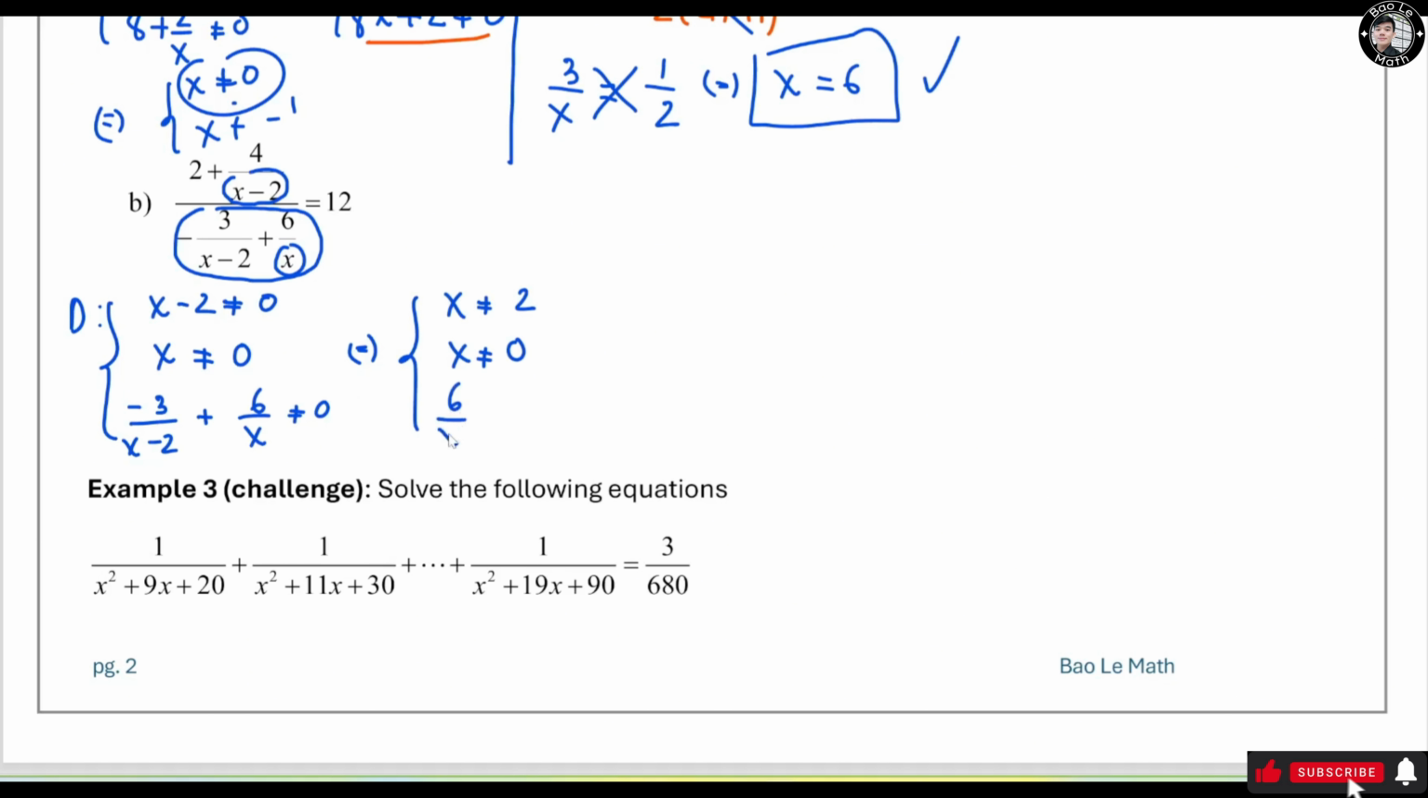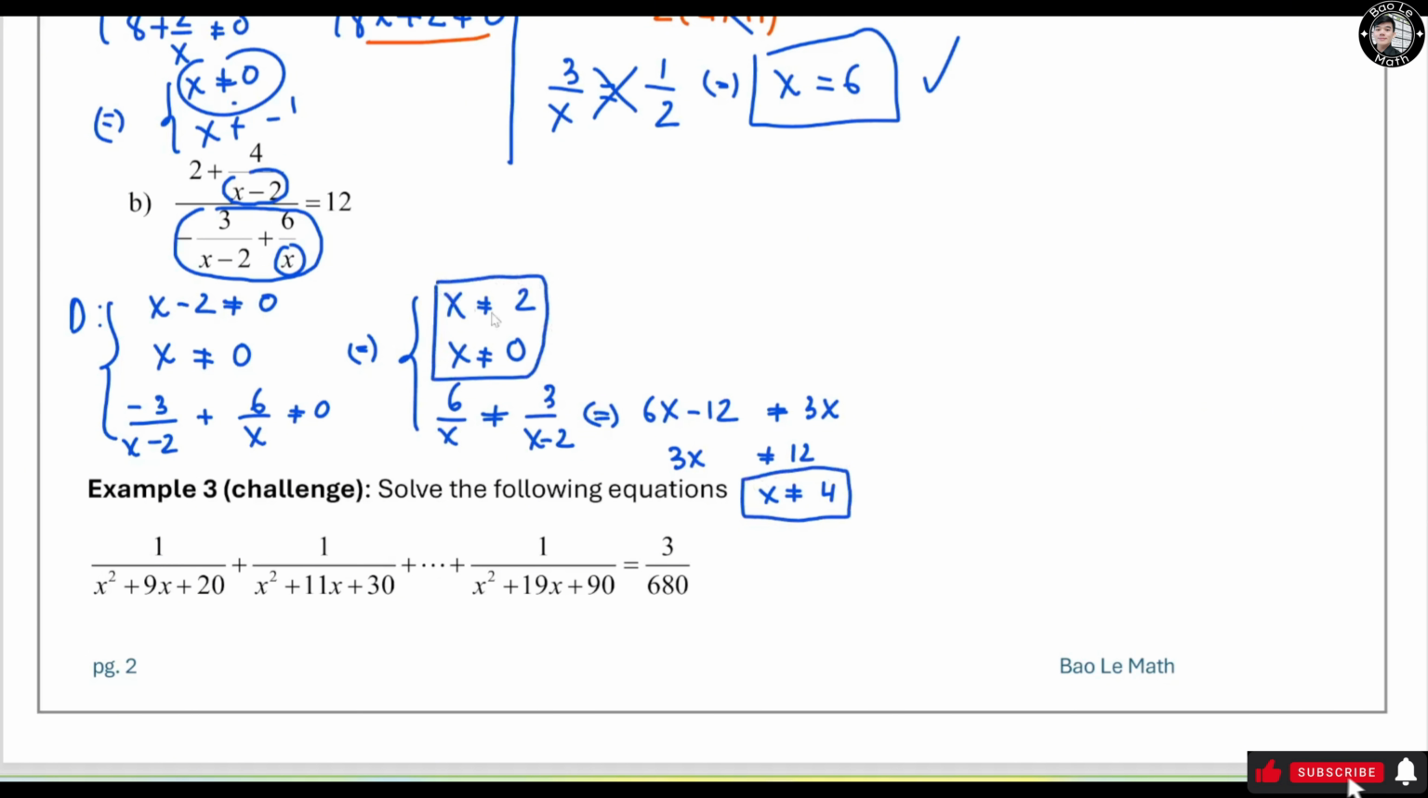6 over s not equal to 3 over s minus 2, right? We're going to cross multiply this one, so it's going to be 6 times s minus 12 not equal to 3s, right? And then subtract 3s both sides and add 12 both sides, so it could be 3s not equal to 12 and s not equal to 4, right? So we have the domains right here, s not equal to 2, 0, and 4, right?